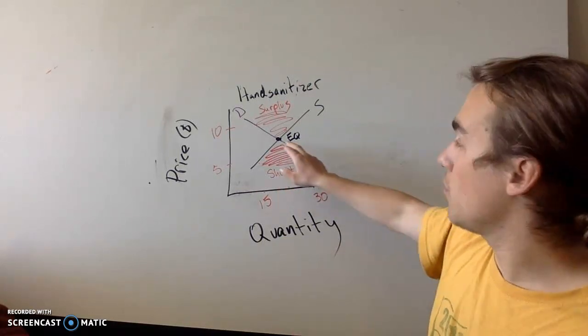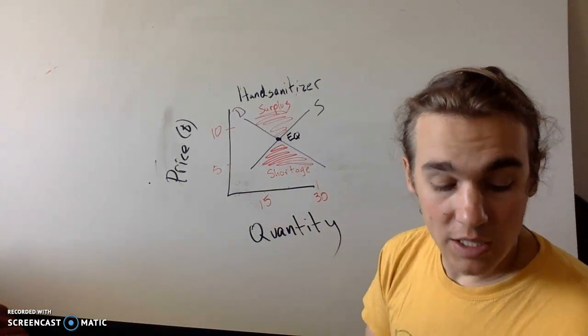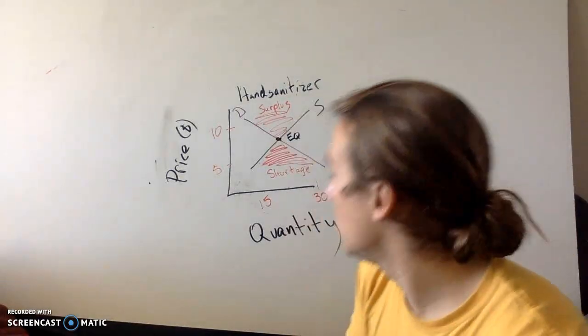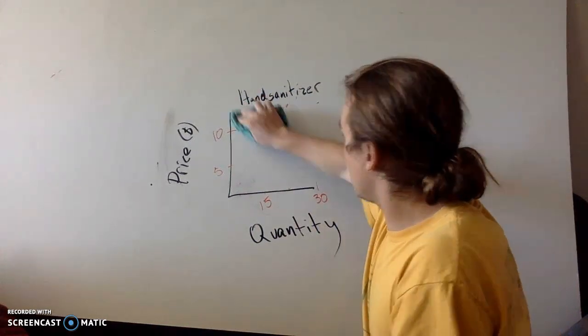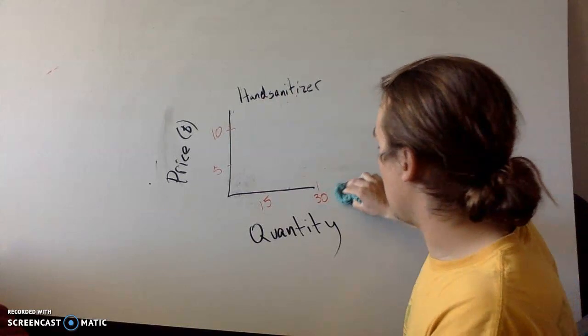Cool. That equilibrium point is basically where an organization wants to be. Today, what you're going to have to do is shift both the demand and the supply lines.